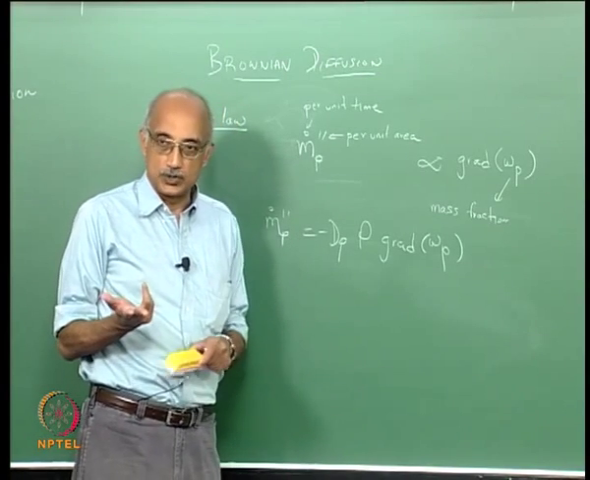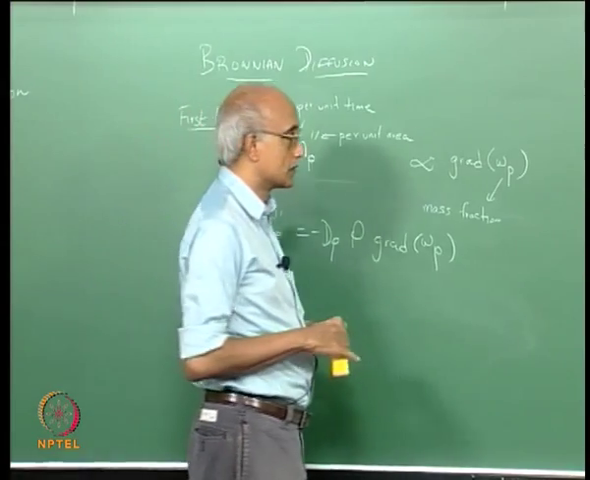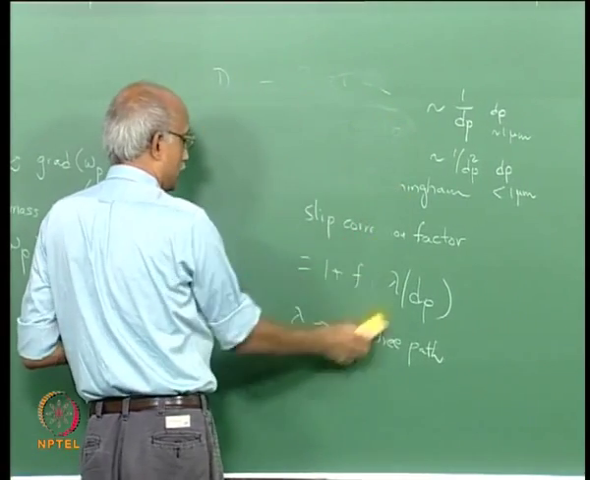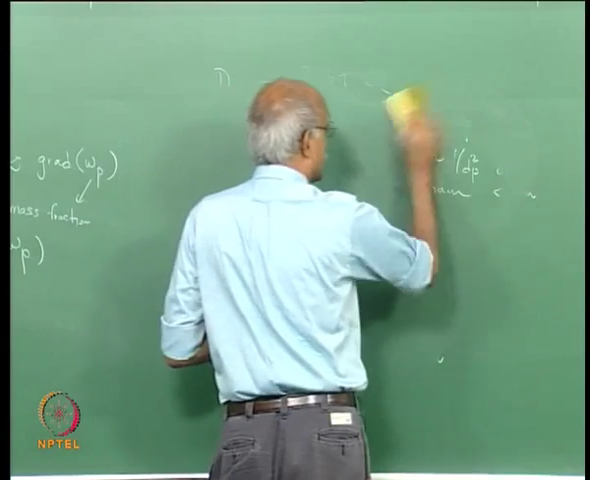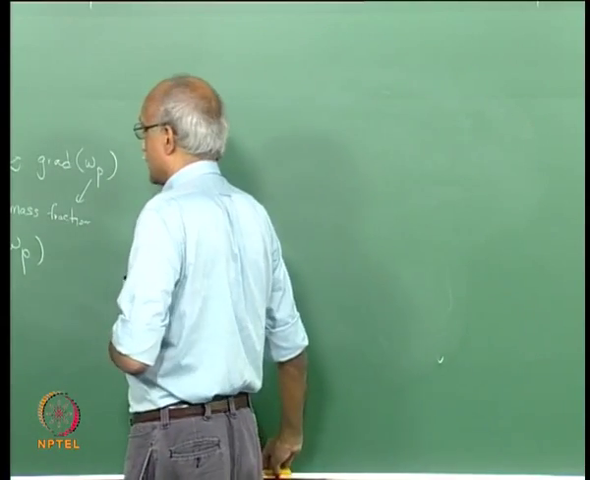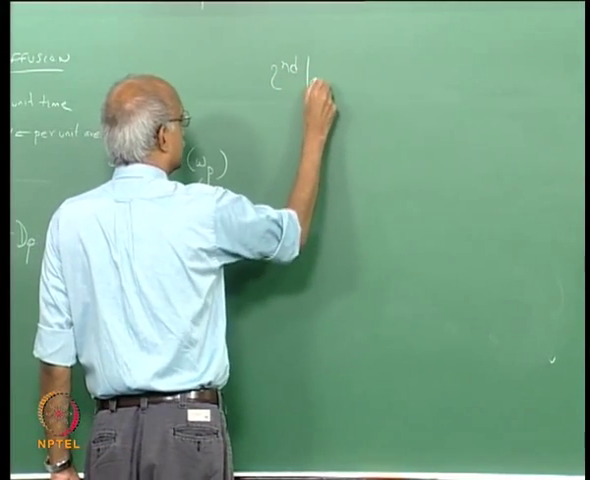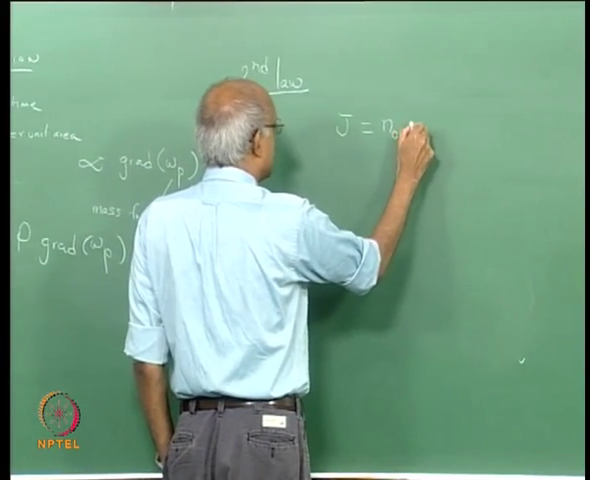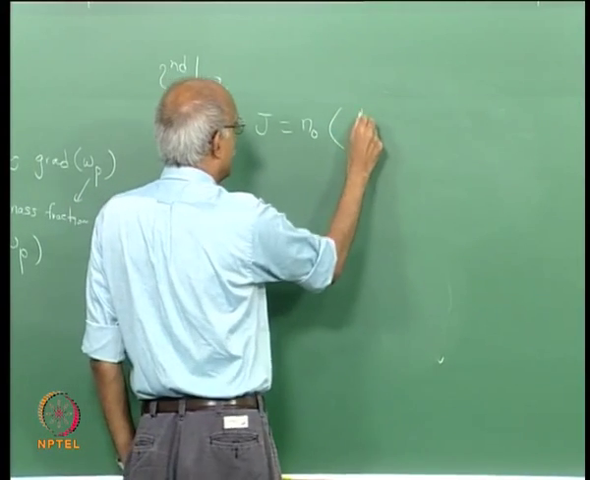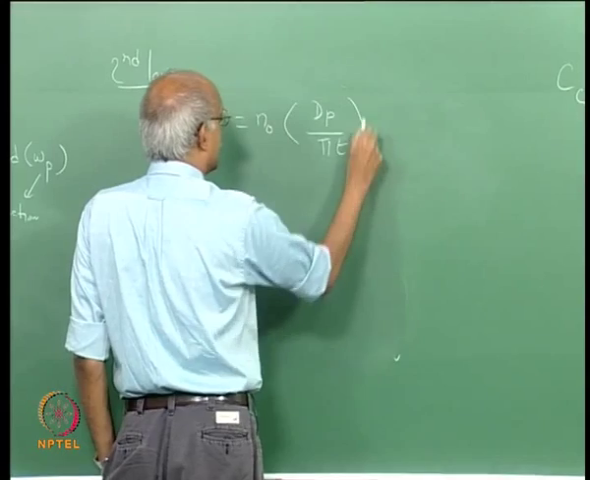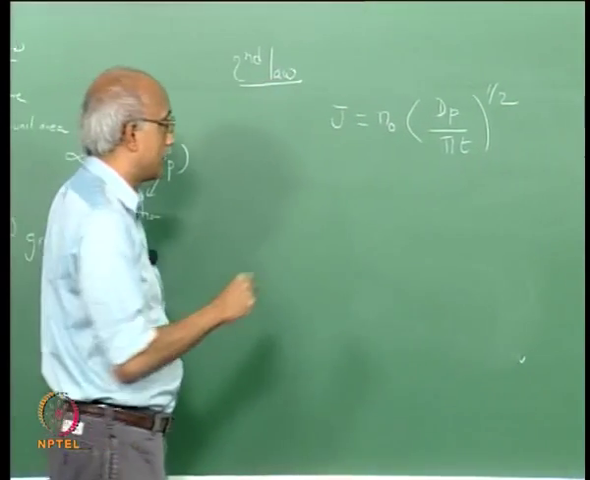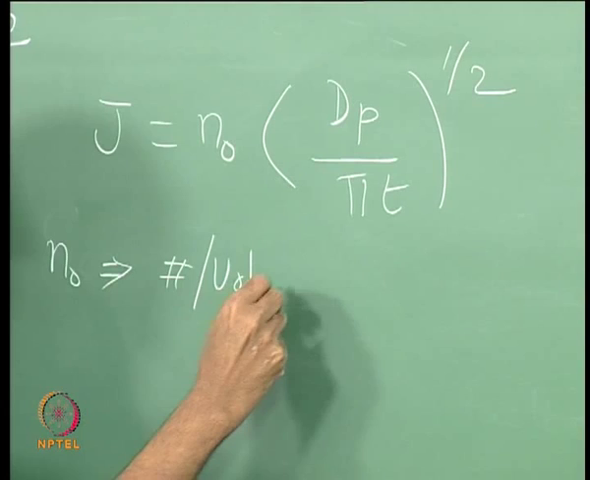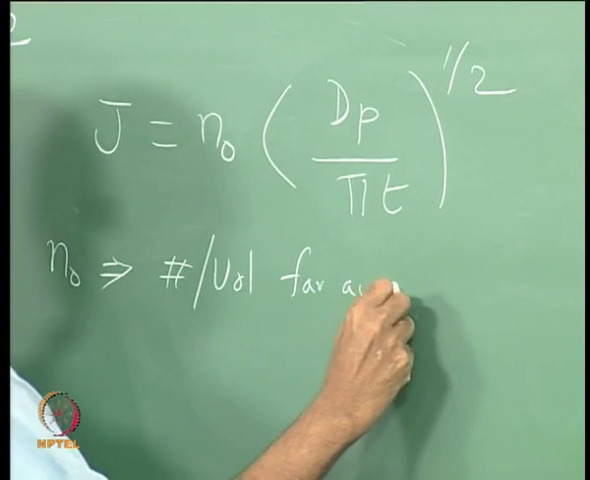The second law of diffusion accounts for the time dependence, right? Are you familiar with the second law of Fick diffusion? Fick's second law of diffusion dictates the time dependence of molecular diffusion, and again there is a corresponding second law of diffusion for particle diffusion, which says J equals n0 times Dp over pi t to the power half, where n0 is the number of particles per unit volume far away from a surface.